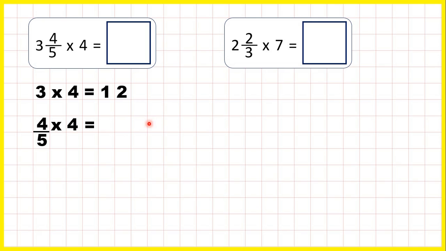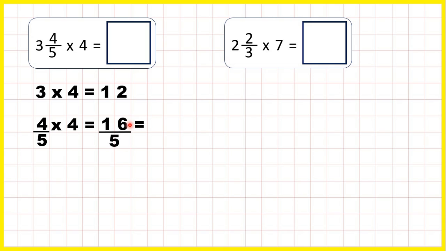Now when we're multiplying a fraction by a whole number, it's really important to remember that we only multiply the numerator. The denominator stays the same. So 4 times 4 is 16, but the denominator stays at 5. Now I said we're going to add these two answers together, but we can't write 12 16/5 as our answer because we can't have an improper fraction in a mixed number. So we need to change 16/5 back to a mixed number.